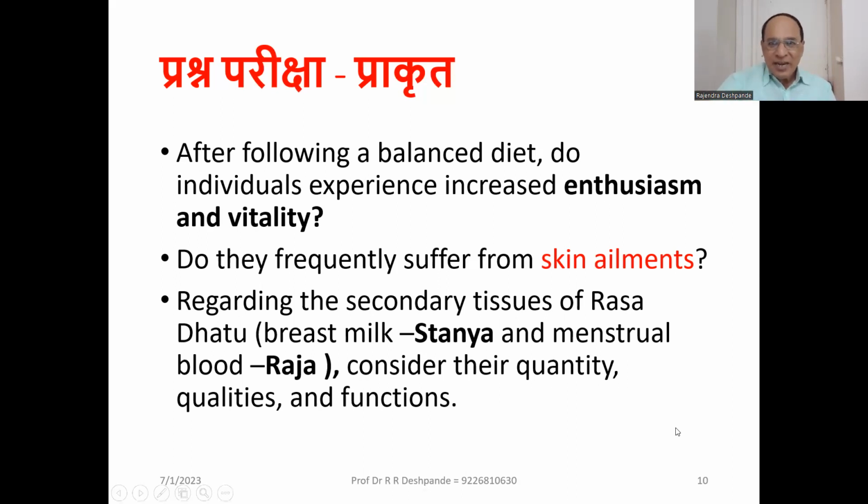Regarding the secondary tissue of rasadhatu, Ayurveda has explained this for each dhatu. During the metabolic process, there is an upadhatu and mala. Upadhatu is a secondary tissue and mala is a waste product. In every metabolic process, this happens. So the upadhatus of rasa are stanya and raja. Remember these two words, stanya and raja. Stanya is breast milk and raja is the menstrual discharge. So you have to check these two things also, because that can tell you about the prakrutatva, or the physiological condition, of Rasavaha Srotas. Consider the quantity, quality and functions of stanya and raja.